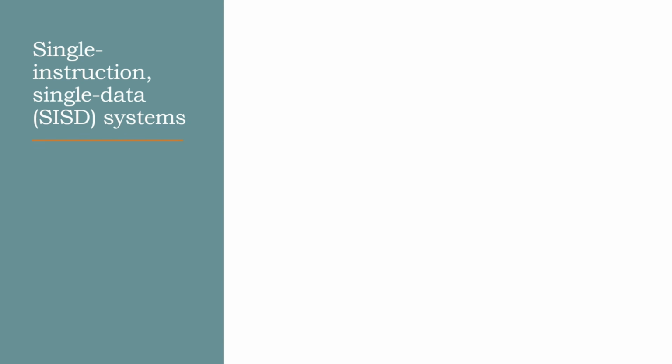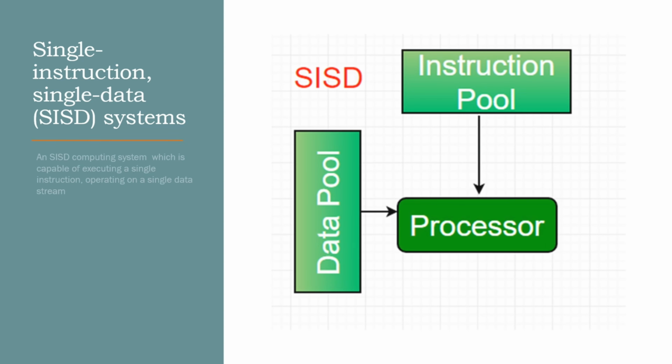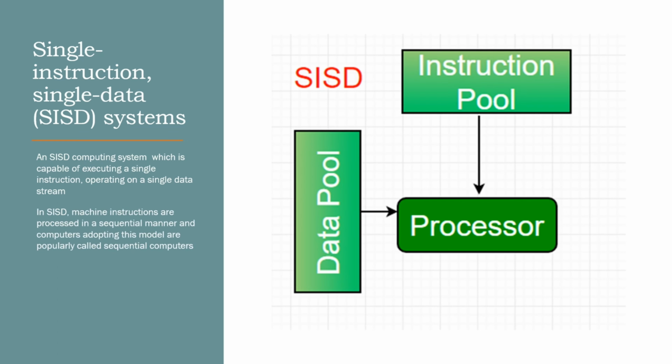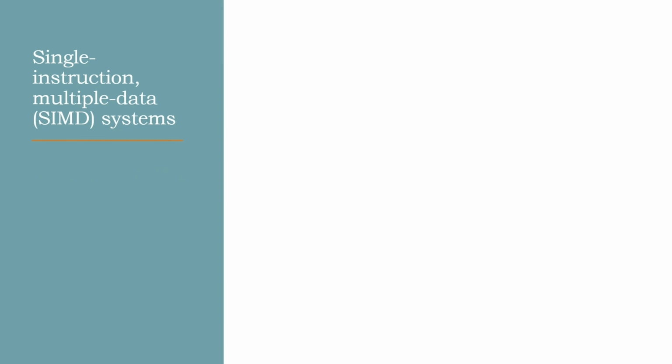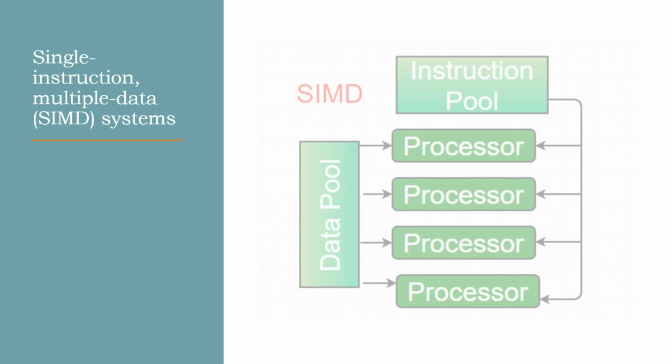Hello everyone, I'm Rohitashva Kumawat here to explain SISD and SIMD. Starting with SISD, it stands for Single Instruction Single Data system, where we give a single instruction to the processor, which is carried out in a sequential manner and stored in primary memory. Coming next with SIMD, it stands for Single Instruction Multiple Data system.